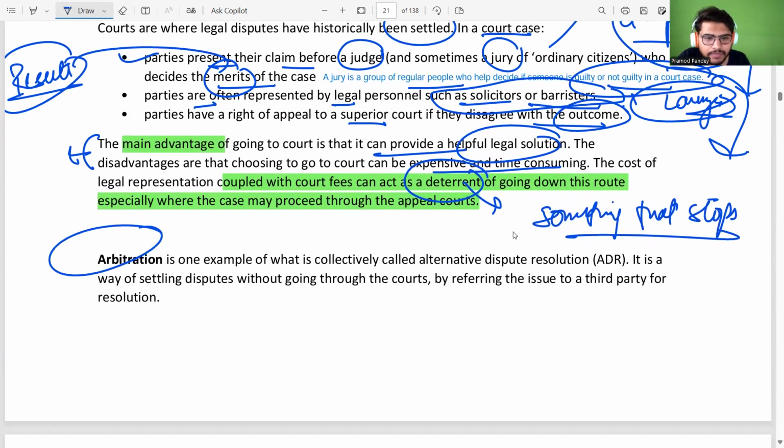Arbitration is one of the examples of what is collectively called an alternative dispute resolution, that is an ADR. It is the way of settling a dispute without going to the court. Either you are going to the court or you are going to the arbitration.